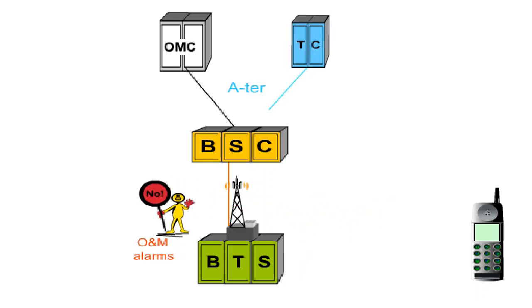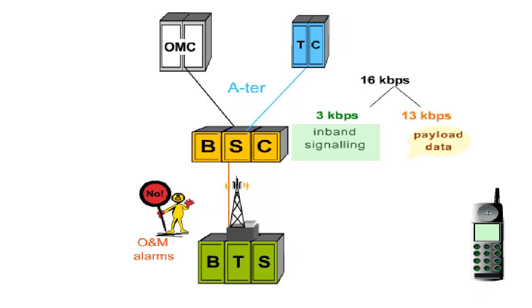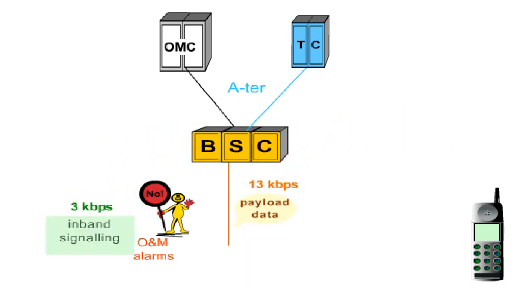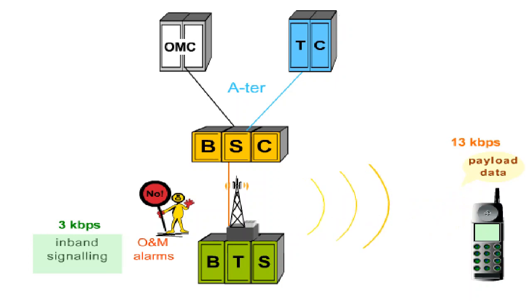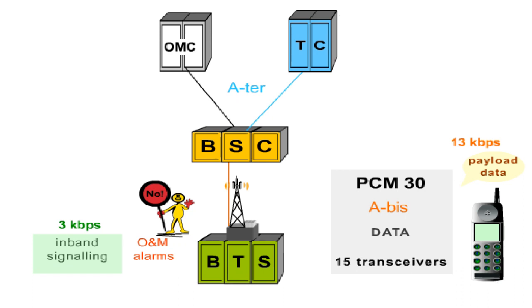As we could see at the A-ter interface, each 16 kilobits per second of a traffic channel consists of 13 kilobits per second of payload and 3 of in-band signaling between the BTS and the transcoder. Only the 13 kilobits per second of payload data may be transmitted over the air interface. Depending on the producer and on the configuration, each A-bis connection in the PCM30 configuration may transport user information, signaling information, and O&M information from and to up to 15 transceivers.